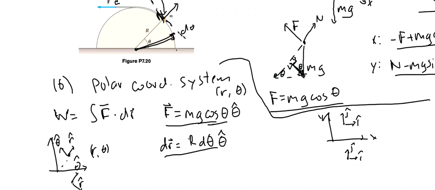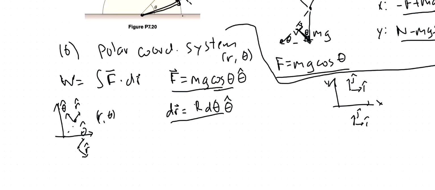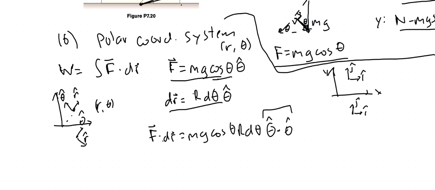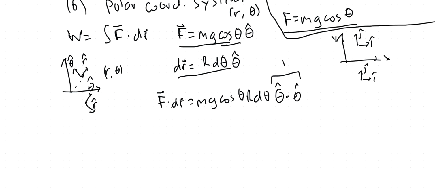So you have two vectors, and now you can take their scalar product. The nice thing about taking this scalar product is that F dot dr is mg cosine theta R d theta, and you're going to have a theta scalar product theta, and that is 1. Okay, now we can do our integral, because this is all we need as our integrand.